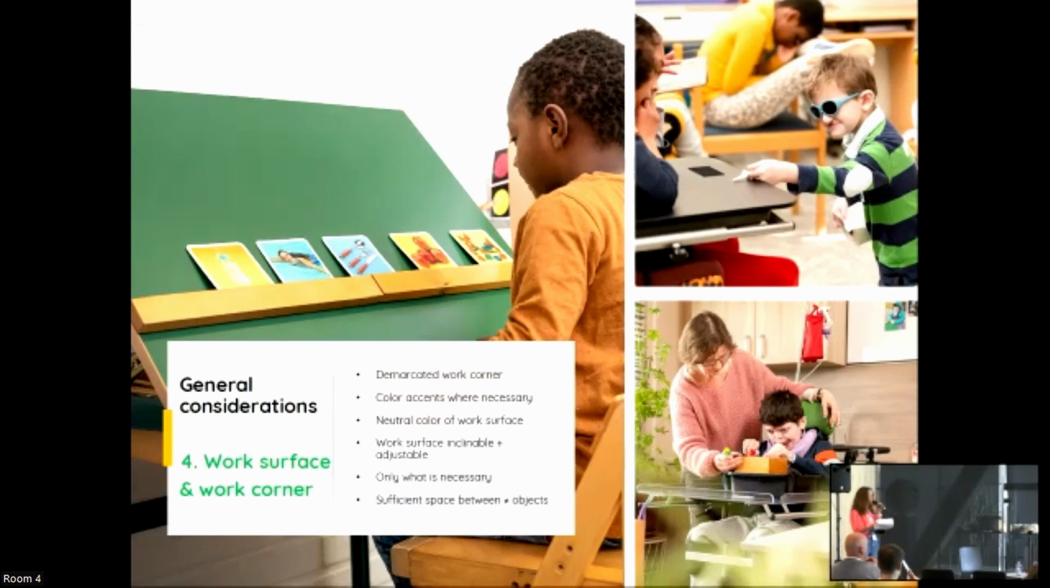We use a visual, clear demarcation. That's really important. That's necessary to do. We make use of color accents. We use a neutral color, or we prefer a non-transparent surface, like you see on the picture on the right above, non-transparent tables. That's so important.